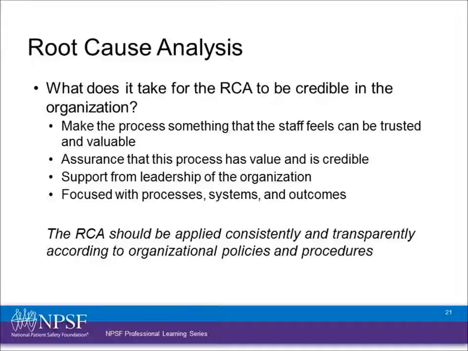Root cause analyses should be applied consistently and transparently according to organizational policies and procedures. So using them to appear to be holding a witch hunt against a particular department or service is not going to be helpful. Always doing them in a way that yields the greatest benefit for the entire organization is probably how I would determine when to do these and how many of them to do.